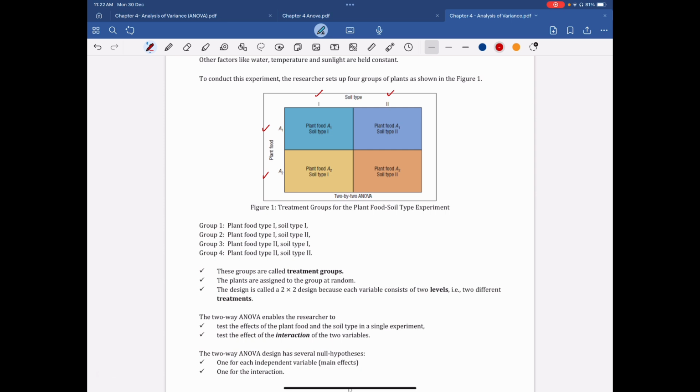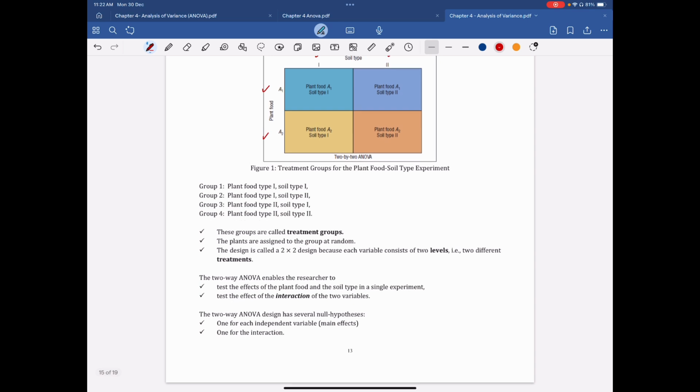For group 1, we have plant food type 1, soil type 1. Group 2, plant food type 1, soil type 2. Group 3, plant food type 2, soil type 1. And group 4, plant food type 2, soil type 2. This particular group is known as the treatment groups, and the plants are assigned to the groups at random.